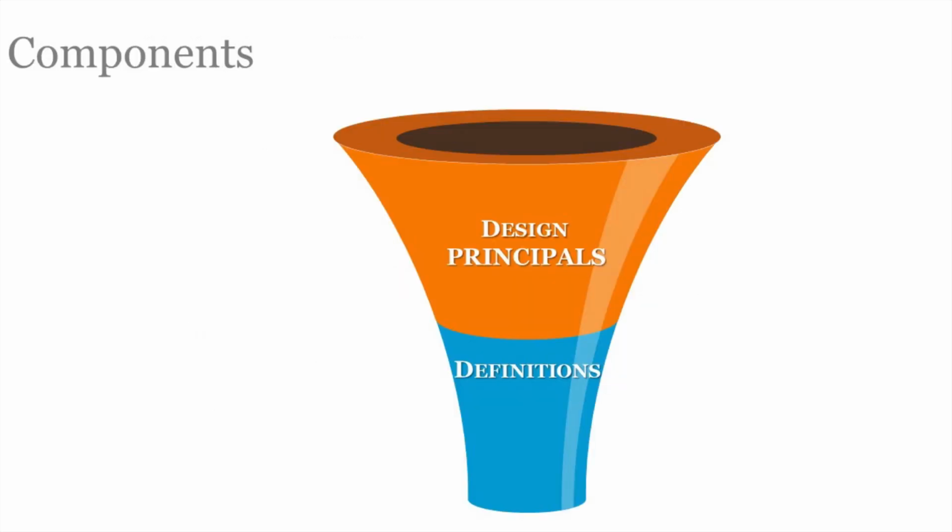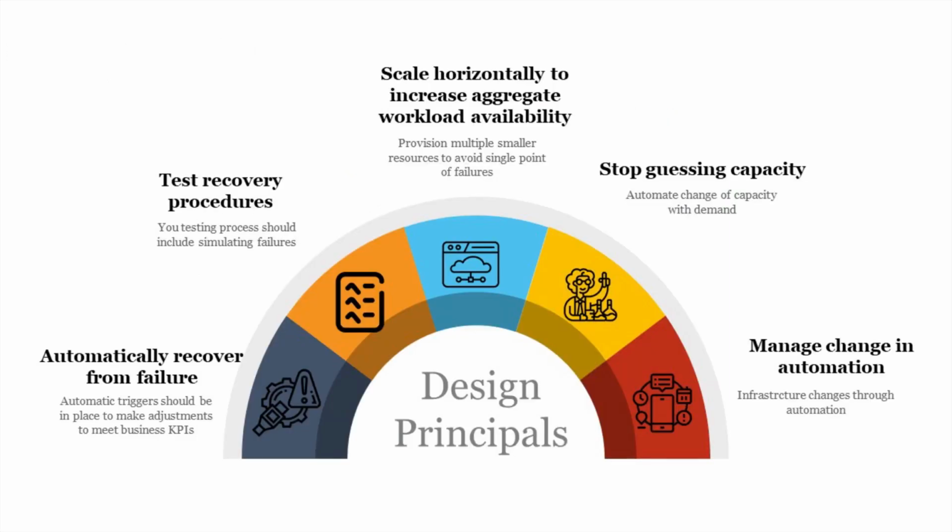As with any pillar of the Well-Architected Framework, the reliability pillar also covers the following two broad areas: design principles and definitions. Design principles. Following the various design principles highlighted in this pillar can help you achieve reliable workloads in the cloud. 1. Automatically recover from failure. You should identify key performance indicators as a measure of business value and monitor your workload against them so that an automatic action can be triggered when a threshold is reached.